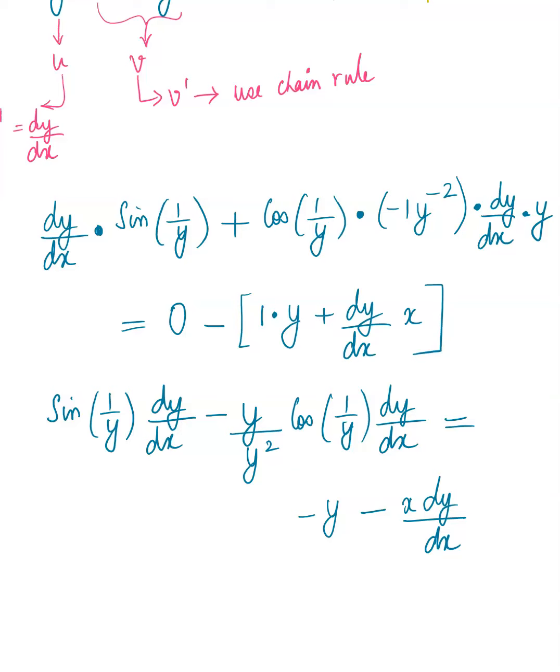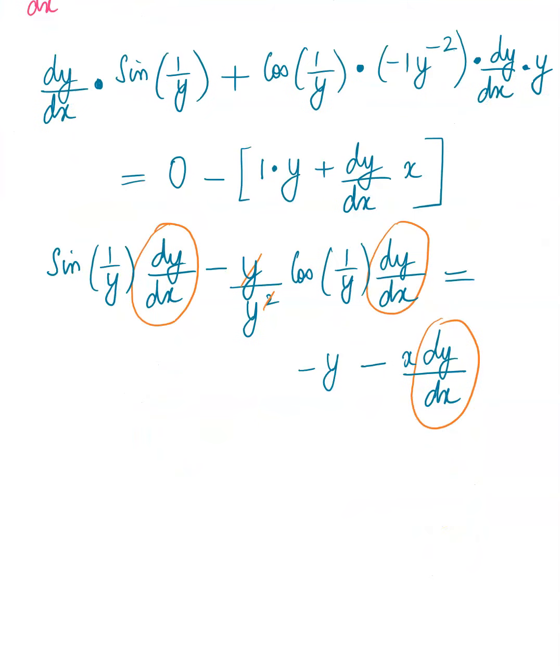Alright, let's single out all the dy over dx terms. This one can cancel off, so let's do that. But I want to kind of circle all these terms. So technically, only this negative y is the only term that does not have the dy over dx. So we can keep that on the right side and move the negative x dy over dx to the left. So it looks like this.